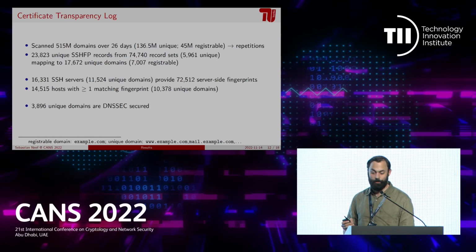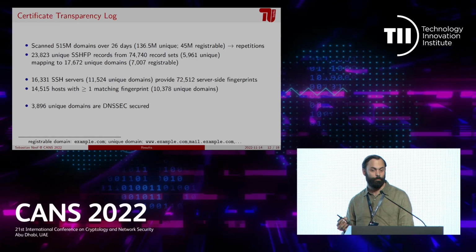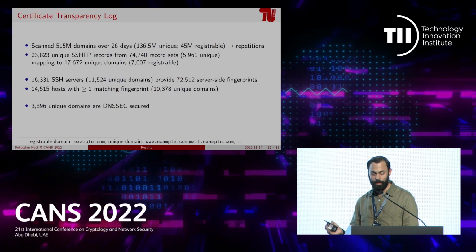So out of those domains, we find 23,800 unique SSHFP records mapped from 74,000 record sets, of which only 6,000 were unique. And those record sets mapped to 70,600 unique domains, of which 7,000 were registrable. Again, we query for IP addresses to obtain potential SSH servers. We find 16,300 of them, mapping to 11,500 unique domains. And in total, we have 72,015 server-side fingerprints that we could analyze for the matching process.